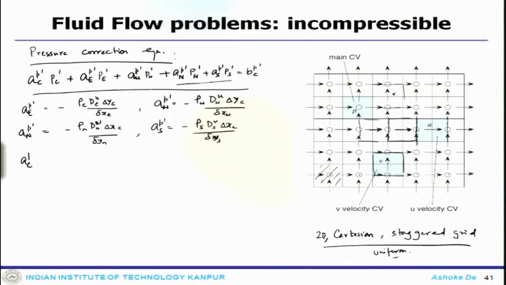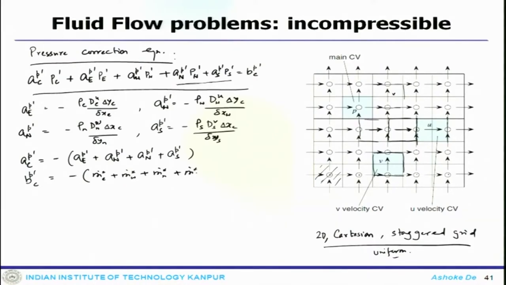And AC P prime is AE P prime plus AW P prime plus AN P prime plus AS P prime, and BC P prime equals minus M dot E, M dot W, M dot N, M dot S. So, that is what you get, the correction equations with all relevant coefficients.